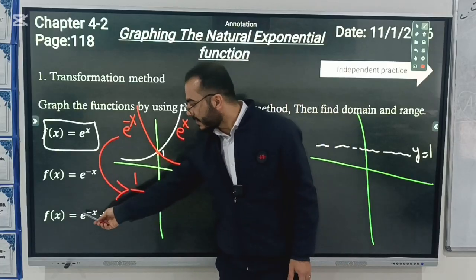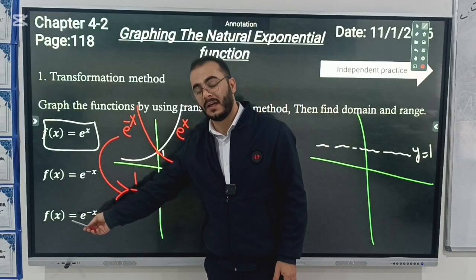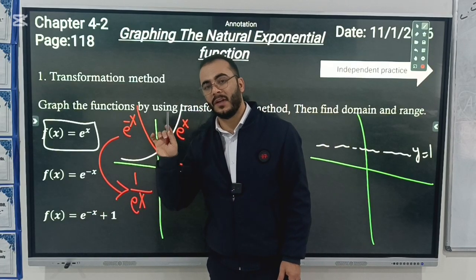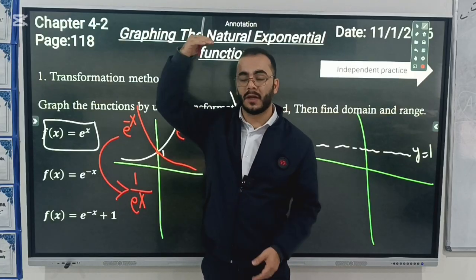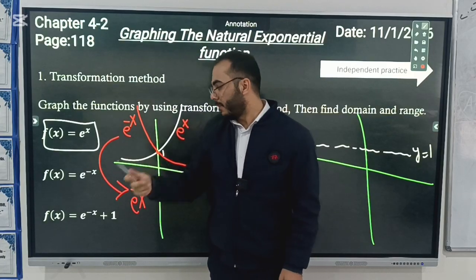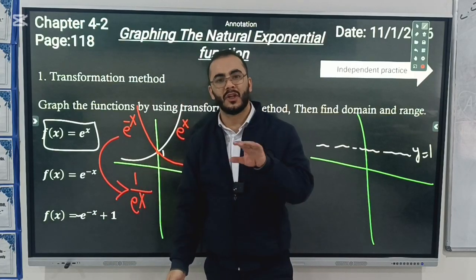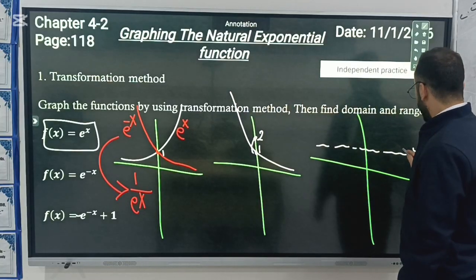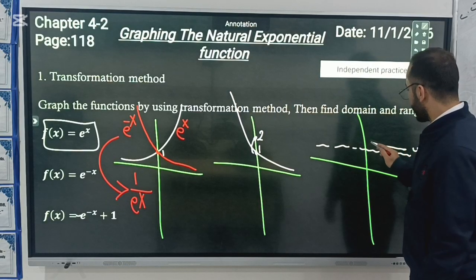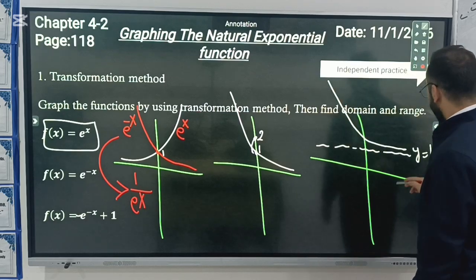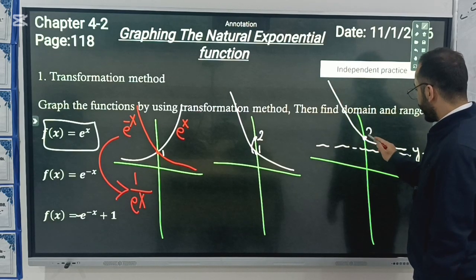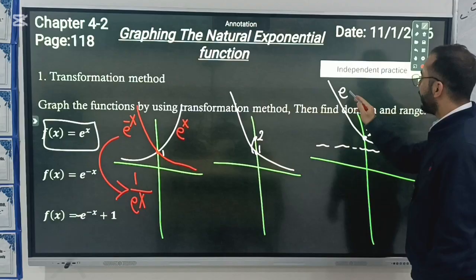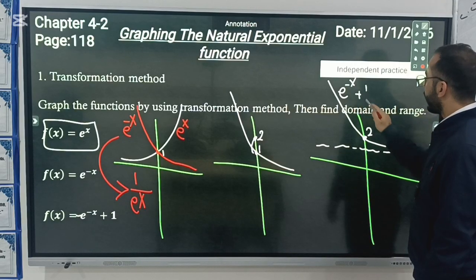If the sign of e was positive, it's going to be above it. But if there was a negative behind it, it's going to be below it. Okay, so here the graph would go something like this, and here it's going to be 2, and this is the graph of e powered by negative x plus 1.